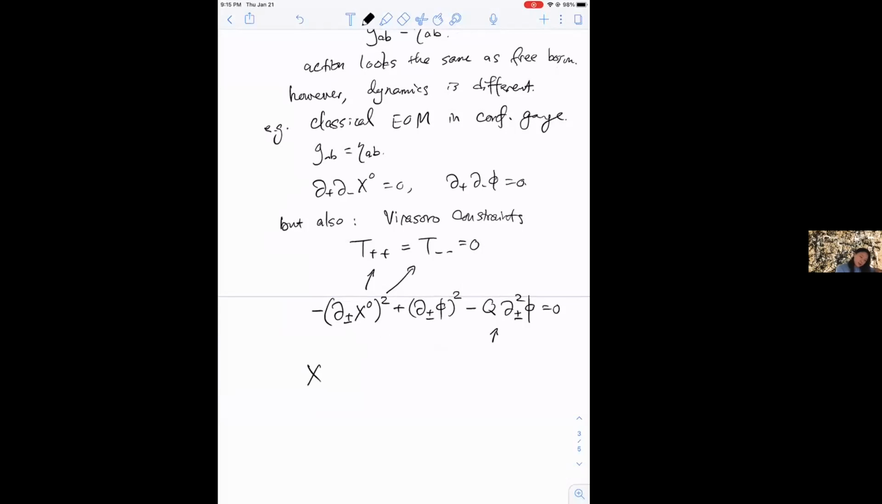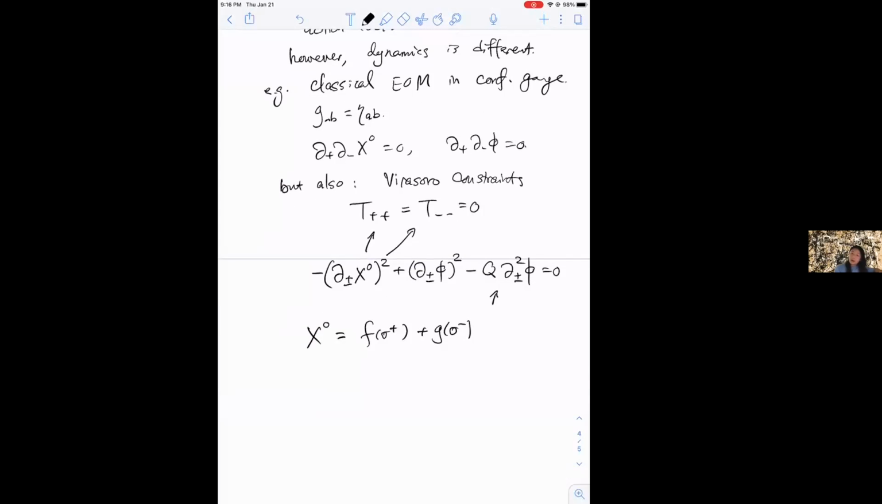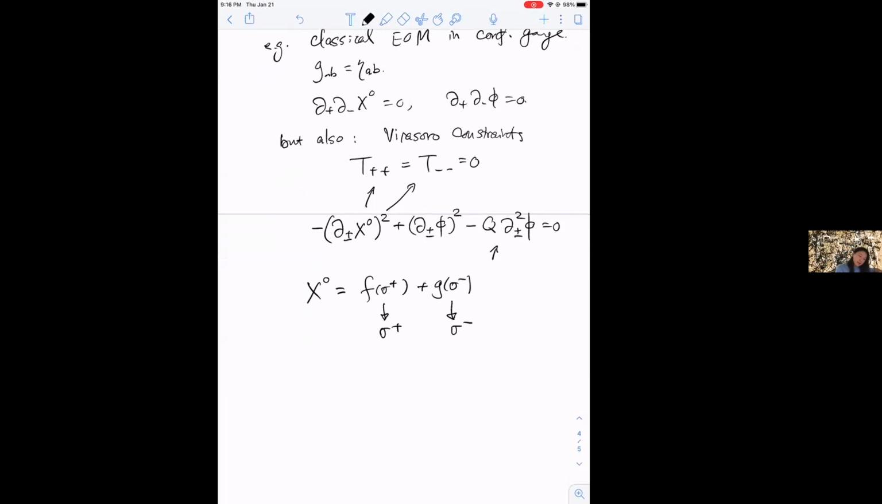So if you look at the solution for X naught, it would look like some left moving wave and some right moving wave, where sigma plus and sigma minus are light-like coordinates on the worldsheet. Assuming the typical solution, the f and g are non-degenerate, I can replace this f just by sigma plus, replace this g by just sigma minus, by coordinate redefinition of sigma plus and sigma minus. Okay, so X naught is just sigma plus plus sigma minus. And then phi is also the sum of some right moving part and left moving part.